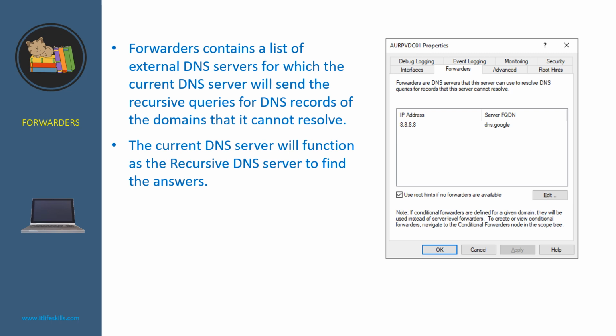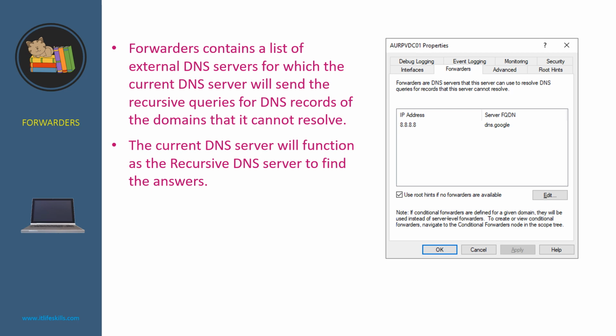As you may know, to resolve internet queries, Windows DNS servers usually use forwarders. Forwarders contain a list of external DNS servers to which the current DNS server will send the recursive queries for DNS records of the domains that it cannot resolve. The current DNS server will function as the recursive DNS server to find the answers.